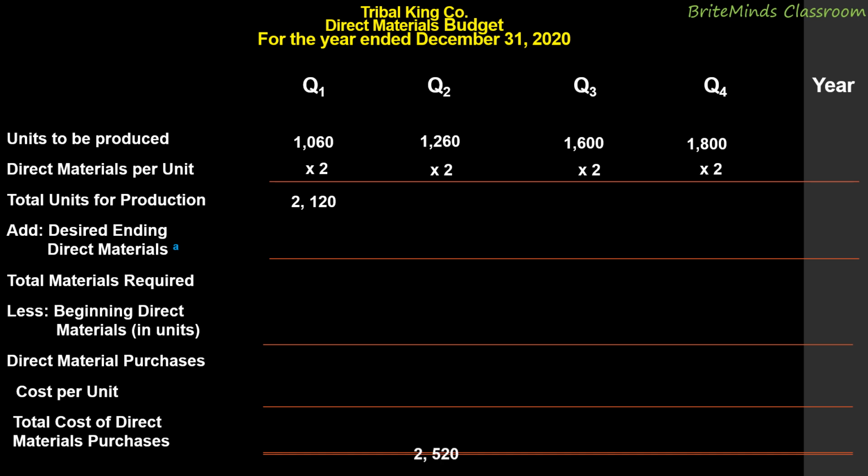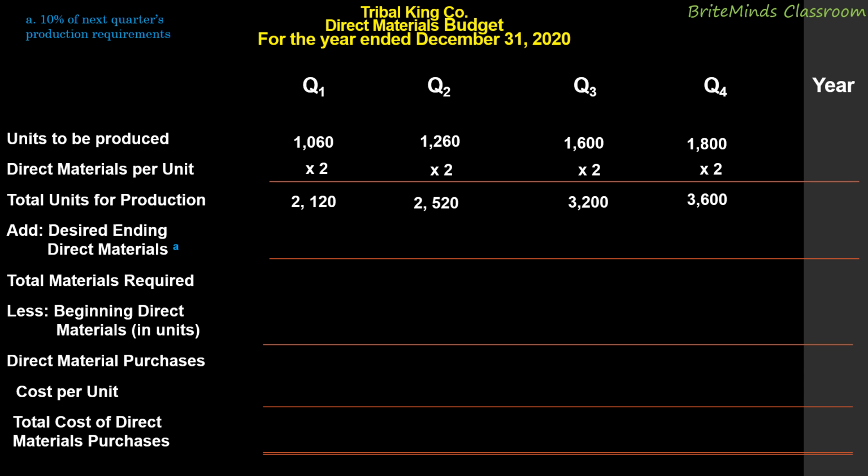And then for quarter 2, we have 2,520 units. And then for quarter 3, we have 3,200 units. And then for the last quarter, 3,600 units. And then we will add the desired ending direct materials. So we have the following assumption: 10% of next quarter's production requirements. So take note, the 10% of the next quarter's.